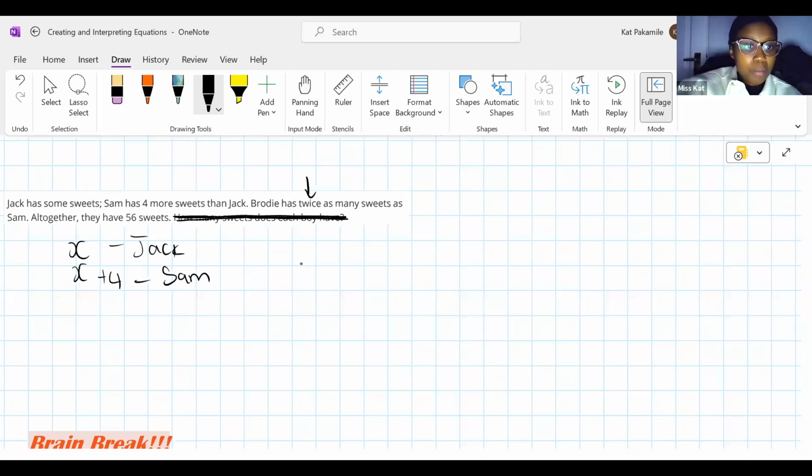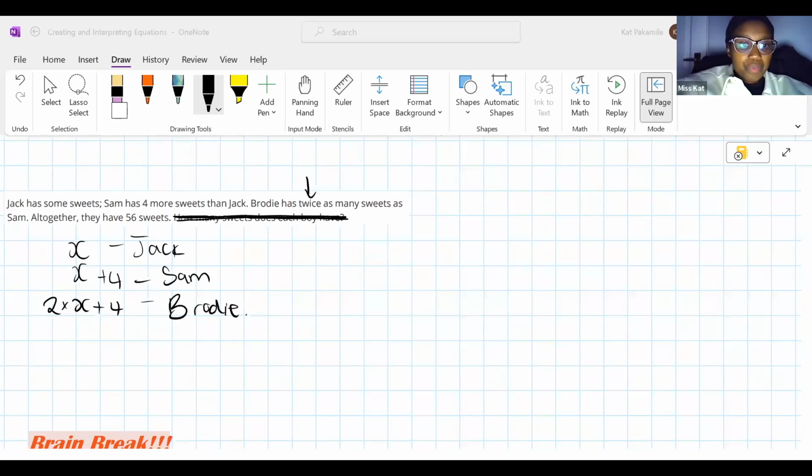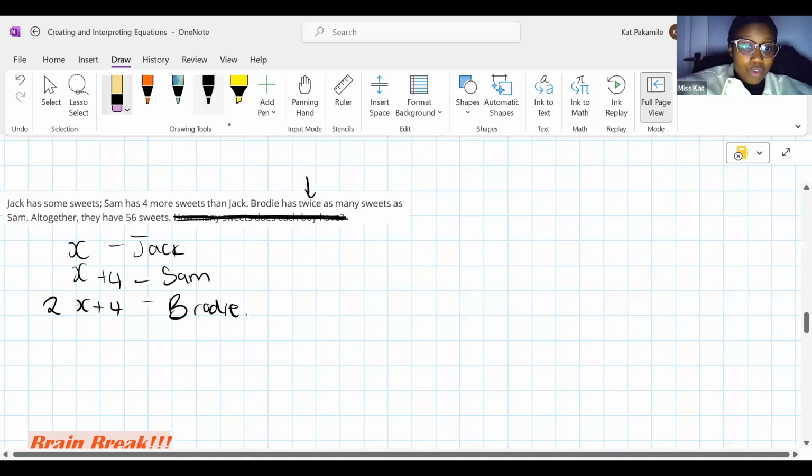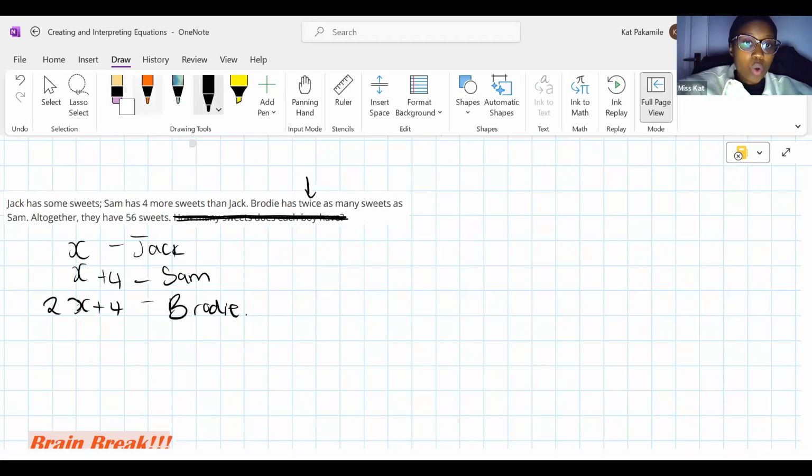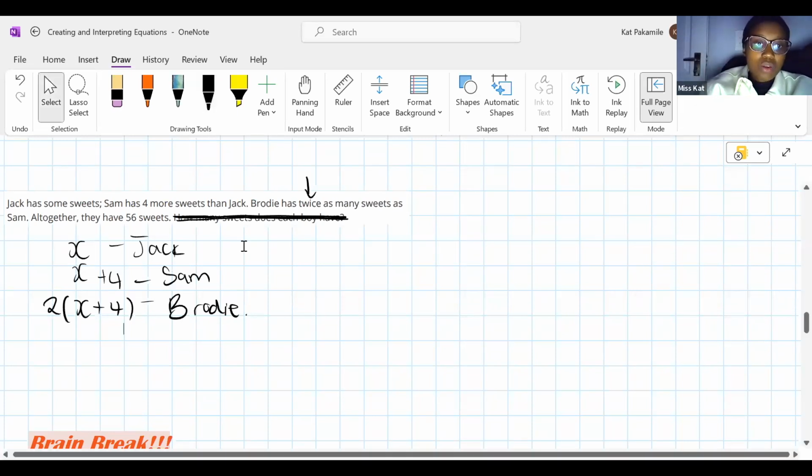There we go. But I need to make sure that it's 2 times x plus 4. If I write 2 times x plus 4, am I writing the correct thing? Look at the way I just wrote it. Is that correct? No, ma'am. You write 2x plus 4. But remember, it's 2 times the whole x plus 4. So how do I make sure you times 2 by the whole of x plus 4? Brackets. And there we go. Beautiful.